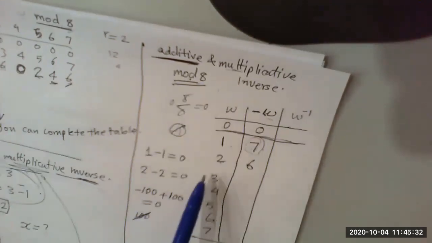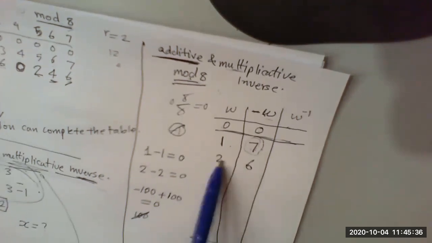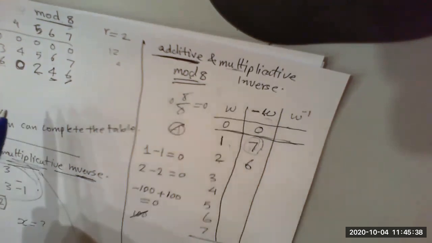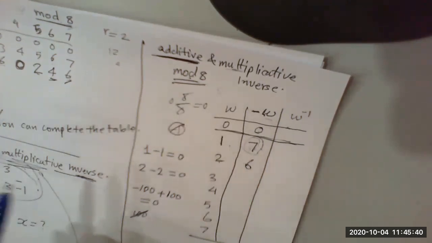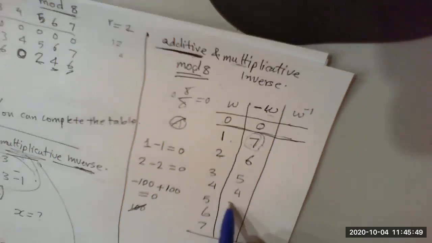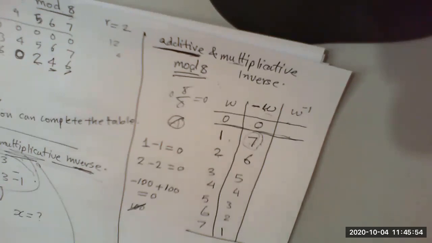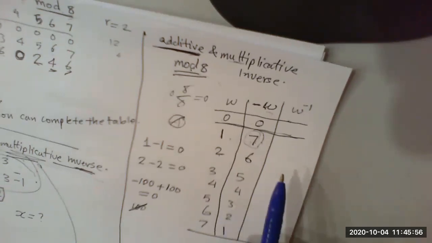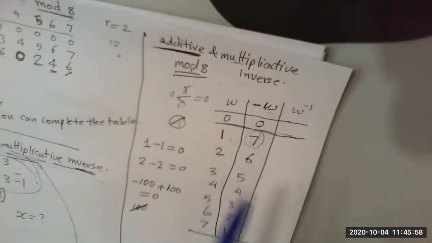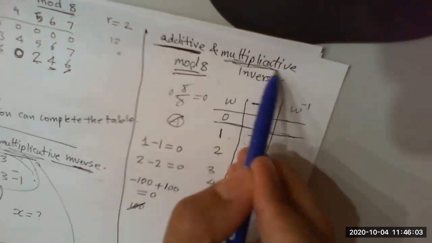This is a very important property because I want to have something such that if I add them together, mod 8 will give me 0. This is the additive inverse. Here also, I can complete them, no problem: 5 and 3, 4 and 4, 3 and 5, 2 and 6, 1 and 7. This is very simple. Okay, what about the more difficult one, the multiplicative inverse.